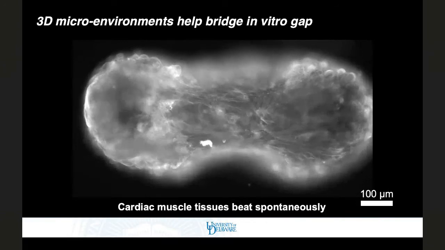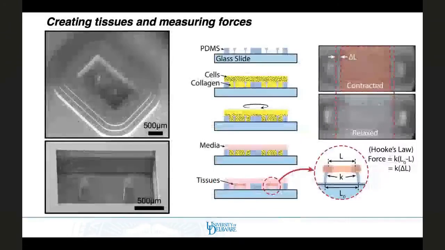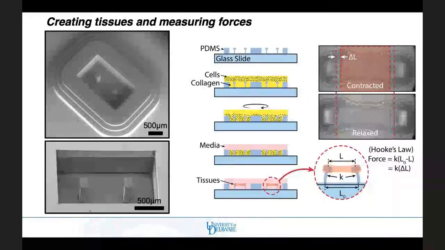So maybe you're asking, what does this device actually look like? Here are a couple of SEM images showing what these devices look like. It consists of two tiny pillars with really small caps on top inside a larger well. And what we do is we take our cells and mix that into a collagen matrix, spin those cells down into the well, add fresh media, and these tissues will actually self-assemble over about 24 hours.